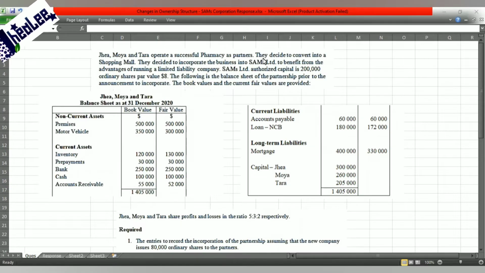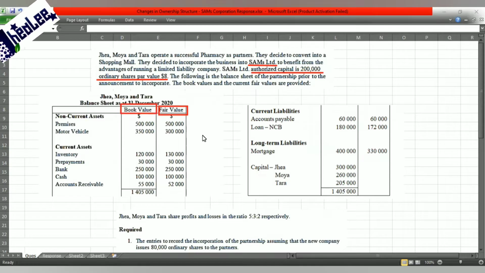So the partners are converting from a partnership into a limited liability company called Sam's Limited. Sam's has an authorized capital of 200,000 ordinary shares with par value of $8 per share. Now, in the question, you're presented with the book value as well as the fair value. Now, what are we going to do with these values?